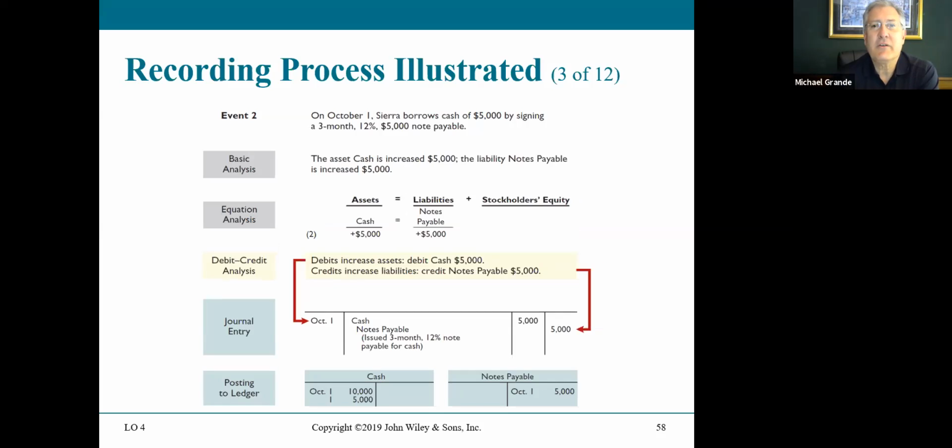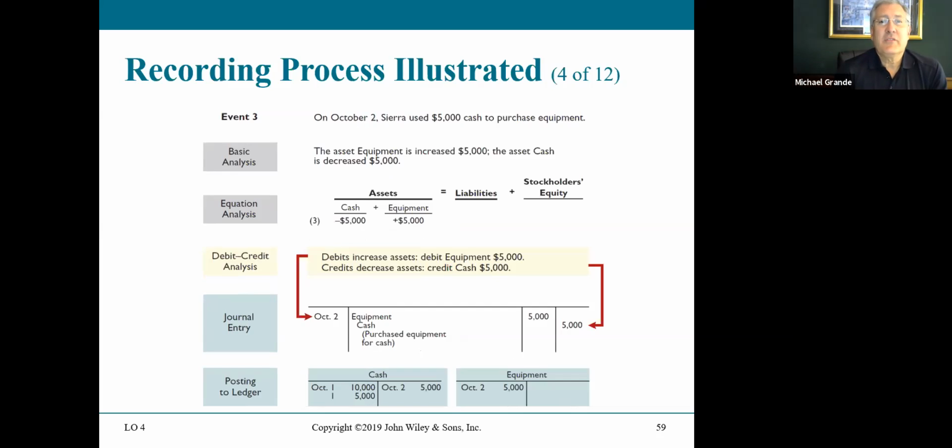Second transaction, borrows $5,000 by signing a note. Obligation to pay. We saw the journal entry here. Debit cash, credit notes payable. On the very bottom of the screen, you can see the T account for cash. There's going to be multiple transactions in that one account. Cash goes up, it's a debit. Debit $5,000. Credit this other account, notes payable. Obligation goes up, credit $5,000.